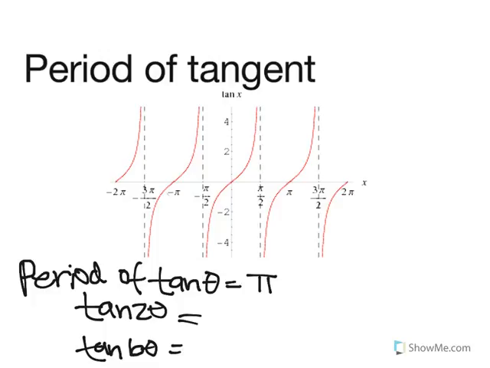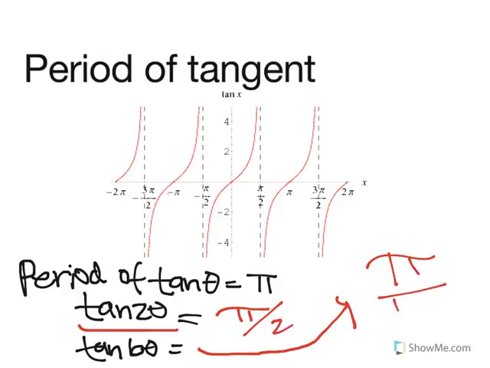But the period of the graph can also change if you put a number in front of the theta, such as tangent of 2 theta right here. The period of tangent of 2 theta would be pi over 2, so the graph appears twice as often. And so the general rule for the period of tangent is pi over b, because no matter what number you plug in front of the theta, this general rule will always work for the period.